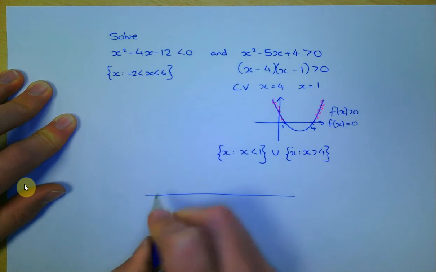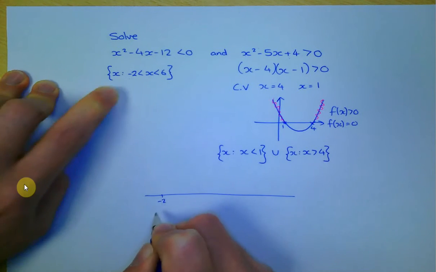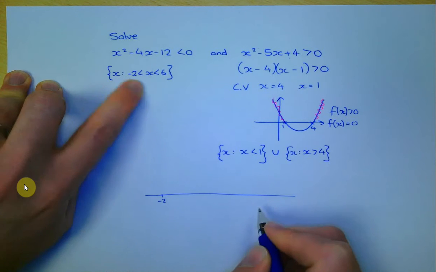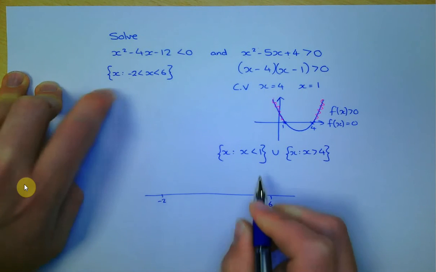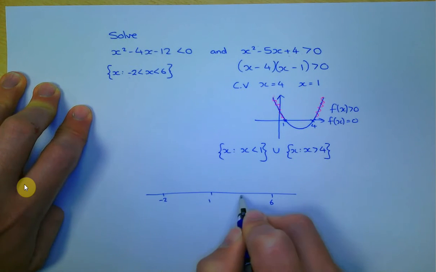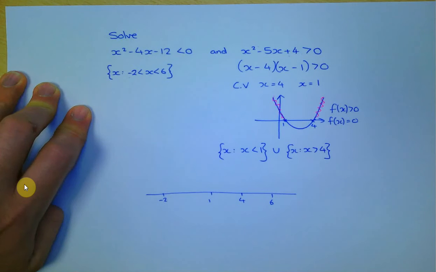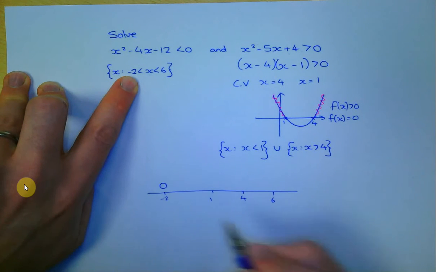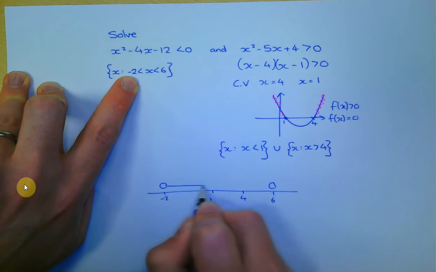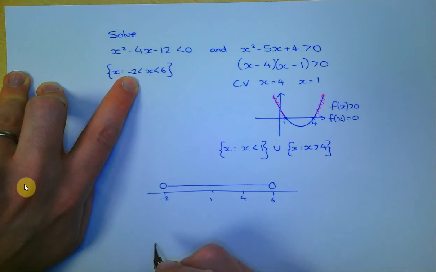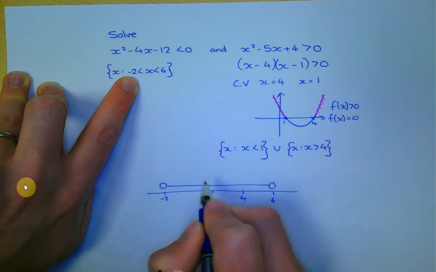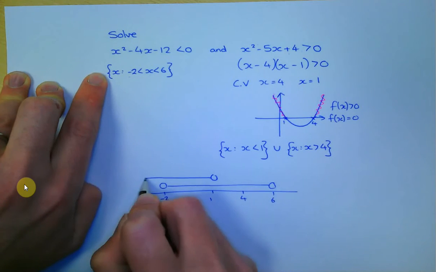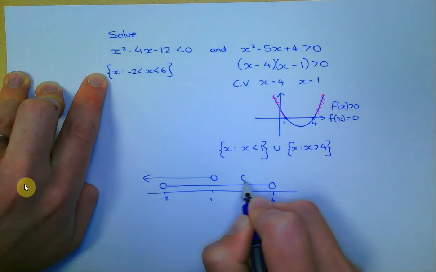So you can see we've got the numbers -2 from up here. And we've got a 6. Let's put that there. We've got a 1. And we've got a 4. So this isn't accurate. This is just going to help me understand. So let's pop this one on first. So you've got -2 to 6. There we go. And we've got x is less than 1. So all of those. And x is greater than 4.